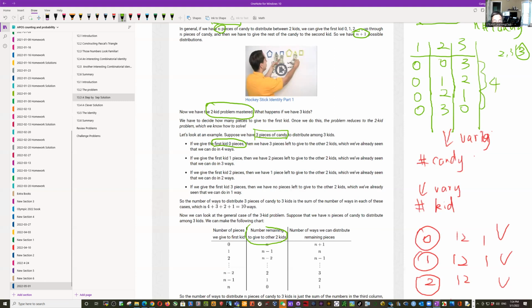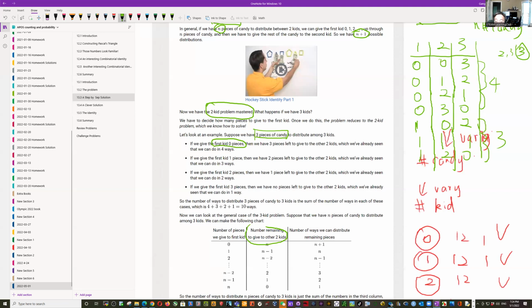So 0 will be 4. And then 1, if the first kid gets 1 piece of candy, then you can 0 for the second one. And so you have 2 pieces of the candy. So 2. And 1, 1, 1, 1, 2, 0. So basically combined together, they're actually 3-way.